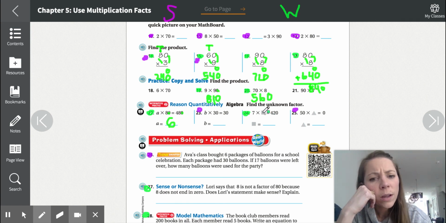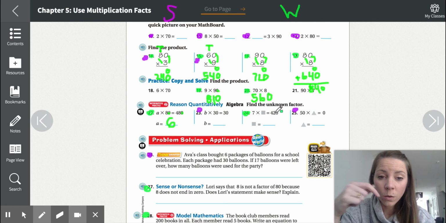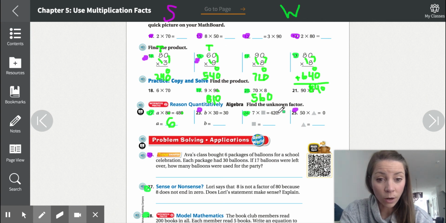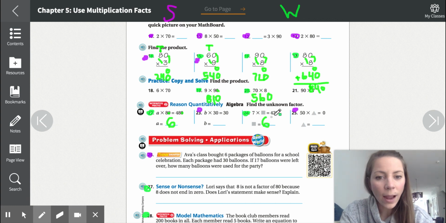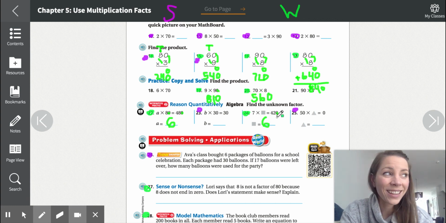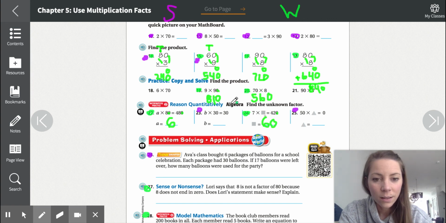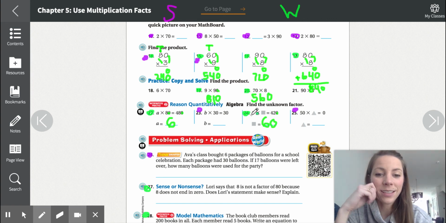Now, what do I need to multiply by 7 to get 420? So again, I'm using the 0 trick. I'm going to cover it up. What do you multiply by 7 to get 42? 6. But if I just do 7 times 6, that would be 42. I need it to be 420. So I have to put the 0 in. So it should be 60. Does that make sense now? 7 times 60 is 420.